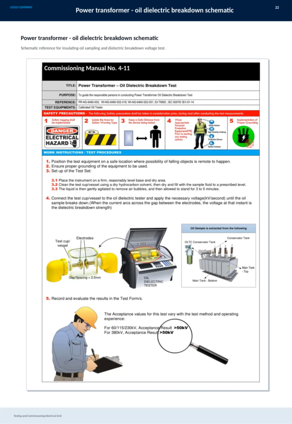Here we have a schematic specifically focused on the oil dielectric breakdown in power transformers. This is a crucial aspect when it comes to testing and commissioning electrical grids. The insulating oil sampling and dielectric breakdown voltage test are essential procedures to ensure the transformer's insulation integrity and overall reliability. These tests help us detect any potential weaknesses or contaminants in the oil that could lead to failures. By carefully following the steps outlined in the commissioning manual, we can confirm that the transformer meets all safety and performance standards before it goes into operation.